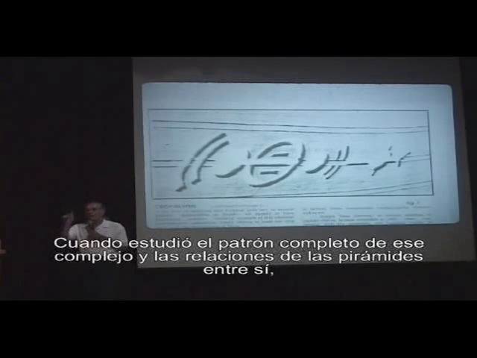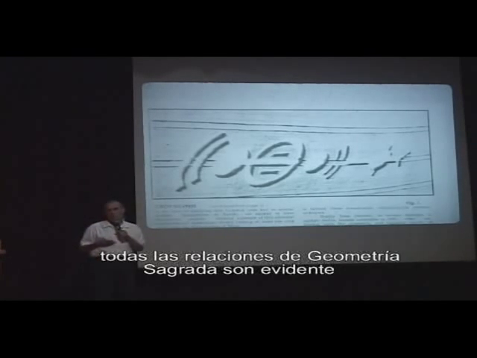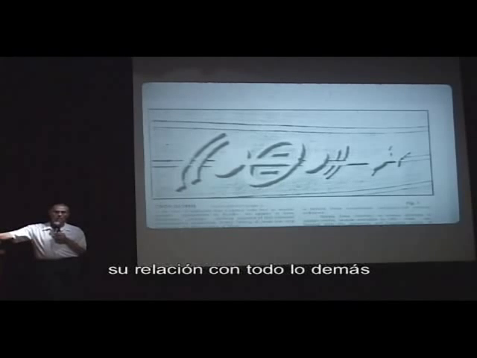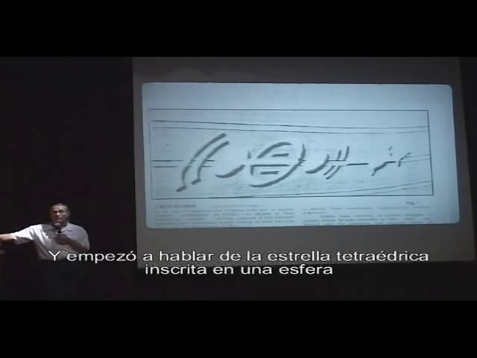And when they laid out all that pattern over the whole thing and all the relationships of pyramids, and they drew all the lines between them, many of the sacred geometrical relationships became apparent. But when they analyzed the D&M pyramid in relationship to everything, it came up with this funny shape that they didn't understand. It kept talking very powerfully about a star tetrahedron inscribed in a sphere.